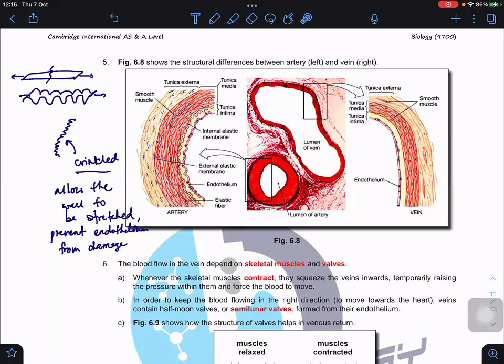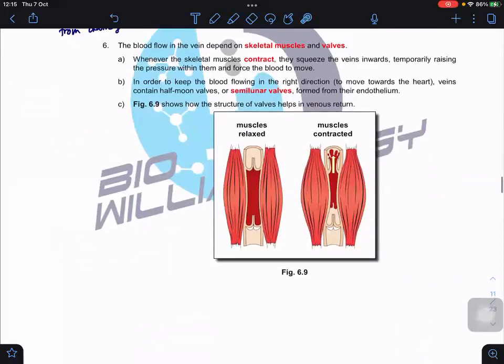Are you clear? So we do know that the vein wall is thinner because veins do not need to bear the high pressure, meaning the blood pressure. So if there is no pressure, how does the movement of blood flow happen inside the vein? The blood flow actually depends on the contraction of skeletal muscle and the valve. Don't say muscle only. Which kind of muscle? Because we have a few types of muscle: smooth muscle, cardiac muscle, and also skeletal muscle. So in this case, it's skeletal muscle, and also the valve.